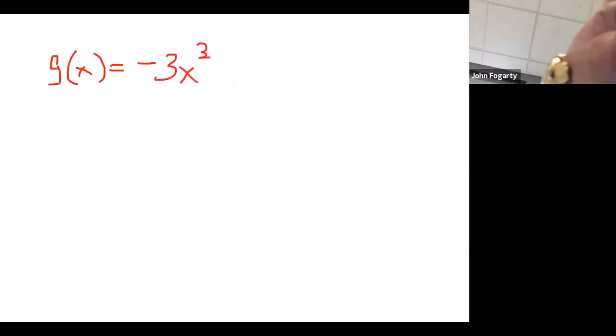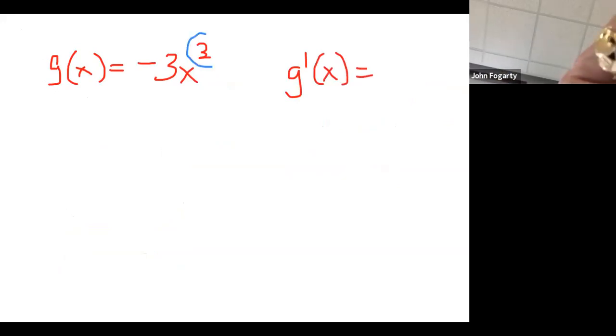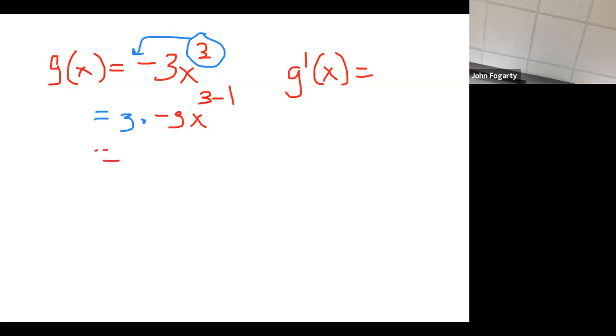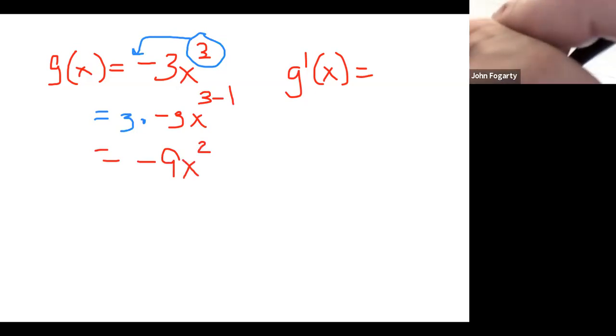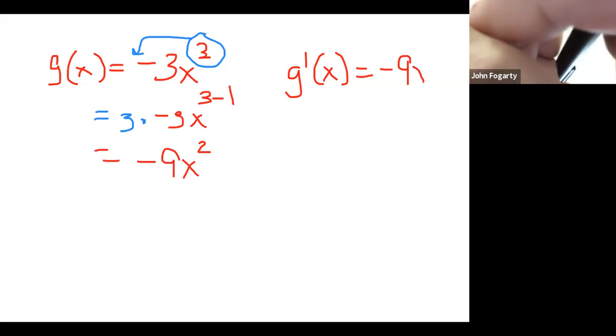So if I say g of x equals negative 3x cubed, what do you think g prime of x is? Well, let's just follow our rules. I'm going to take my little exponent, move it out here, and I get 3 times negative 3 times x to the 3 minus 1. So 3 times negative 3 is negative 9, and then 3 minus 1 is 2. So I got negative 9x squared.